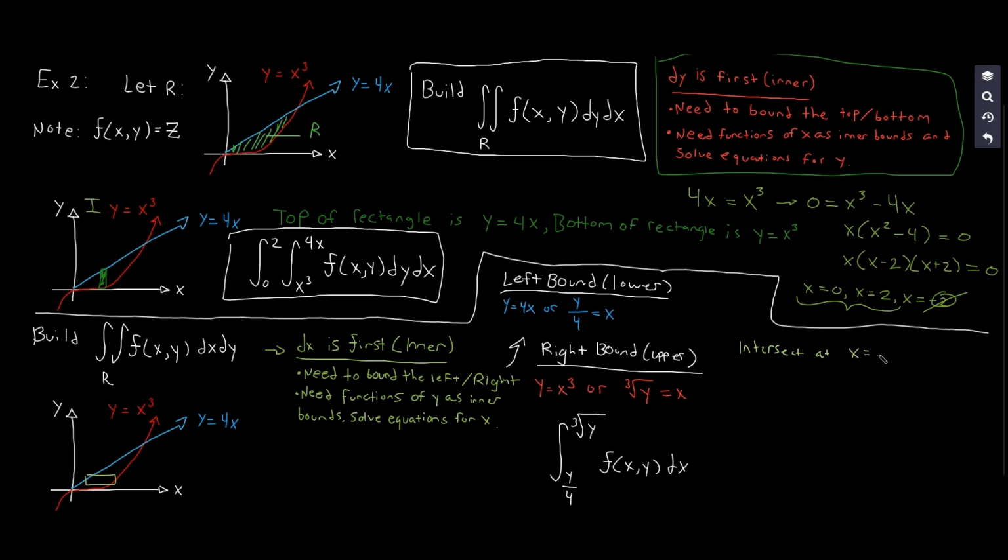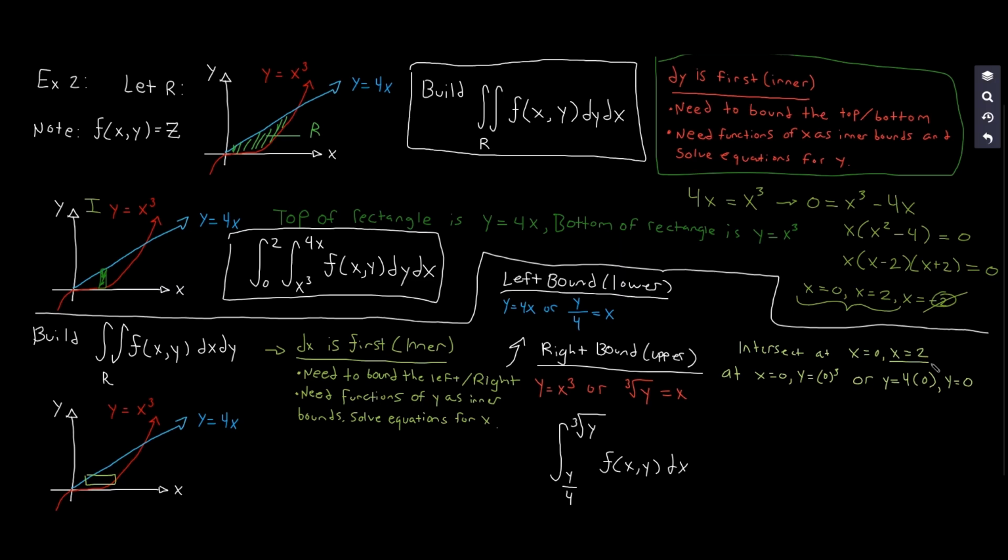I'm going to write down that they intersect at x equals 0 and x equals 2. At x equals 0, if x is 0, then y equals 0 raised to the third, or y equals 4 times 0, or y just equals 0.